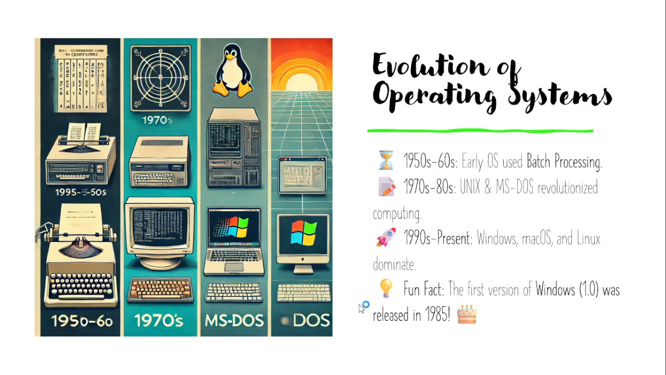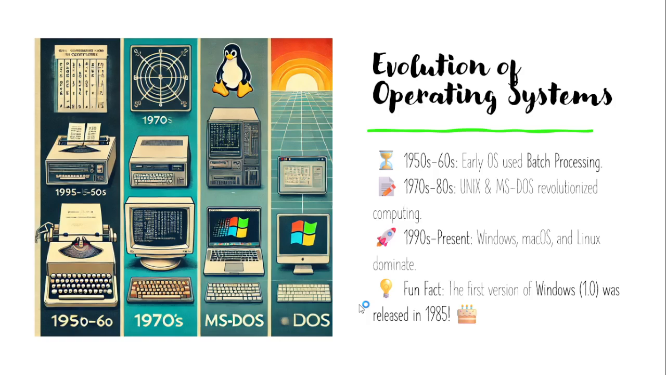Now we'll talk about the evolution of operating systems over time. Back in the 1950s and 60s, OS were just starting to emerge. These early systems relied on batch processing, meaning that tasks were executed one after another without user interaction. It was efficient for the time but also quite limiting. The 1970s and 80s brought a computing revolution with Unix and MS-DOS. Unix introduced multi-user capabilities and became the foundation for many modern systems. Meanwhile, MS-DOS opened doors for personal computers, making technology more accessible to everyday users. Then, from the 1990s to the present, this was the era of dominance of Windows, macOS, and Linux.